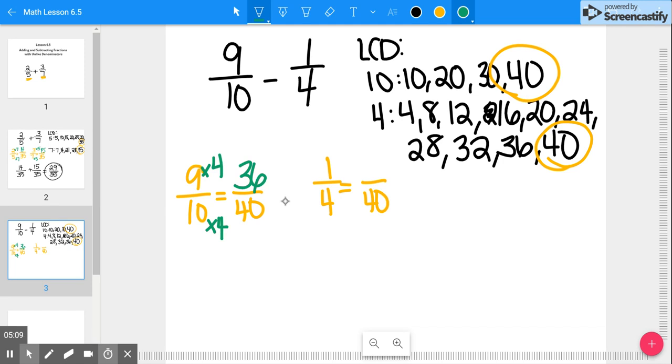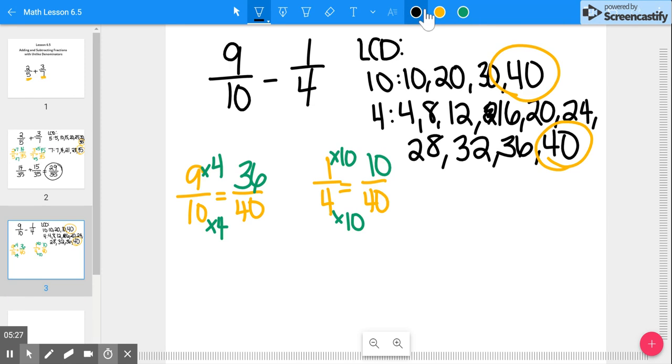So now I need to go over to my next fraction and find its equivalent. 4 times 10 gave me 40. So what I do to the bottom, I do the exact same thing to the top. I'm going to multiply by the exact same number. So 1 times 10 is 10.